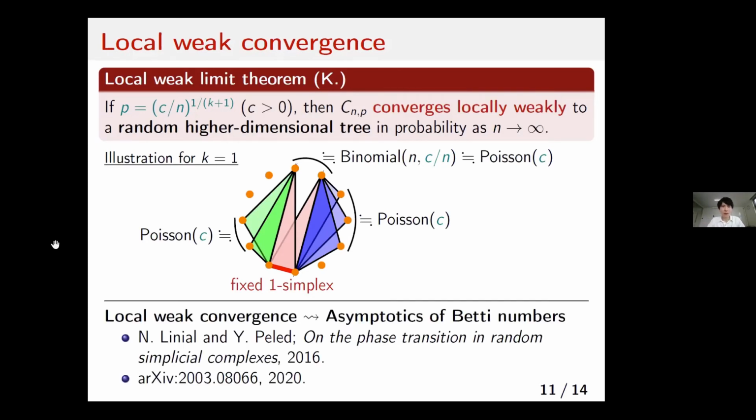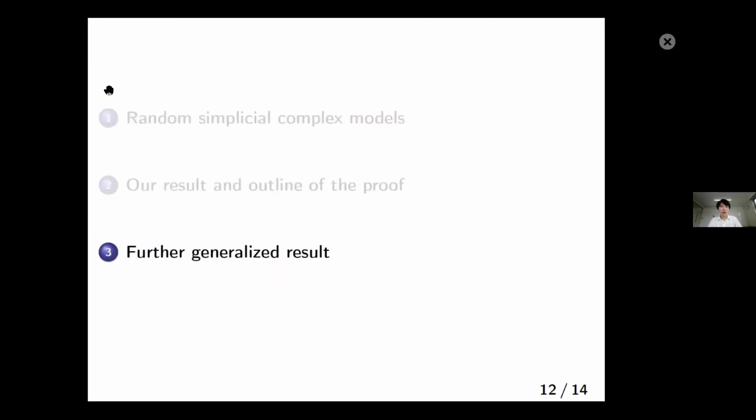For the last part of the proof, we must read off the asymptotic behavior of Betti numbers from the local weak convergence result. This is done in some kind of systematic way. If you're interested in details, please check the paper by Linial and Peled or my recent arXiv preprint. Okay, so far we have seen the linear Meshulam complex and the random clique complex models and discussed the asymptotic behavior of their Betti numbers.